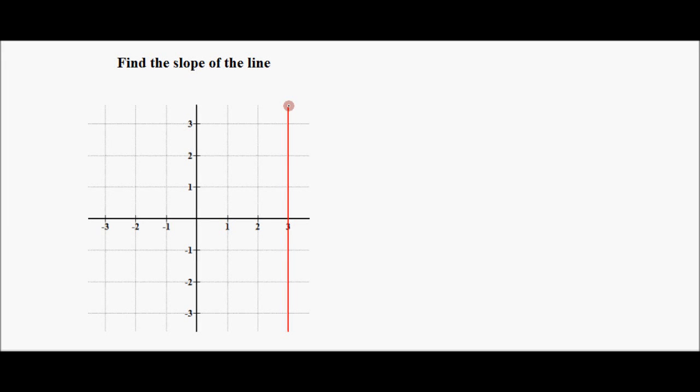Okay, it just says to find the slope of the line. We're given a vertical line here. It doesn't matter. To find the slope of any line, you need 2 points on the line, and you can choose any 2 points you want. So let's take this one, which has the ordered pair (3, 2), and let's say this one, which is (3, -1).